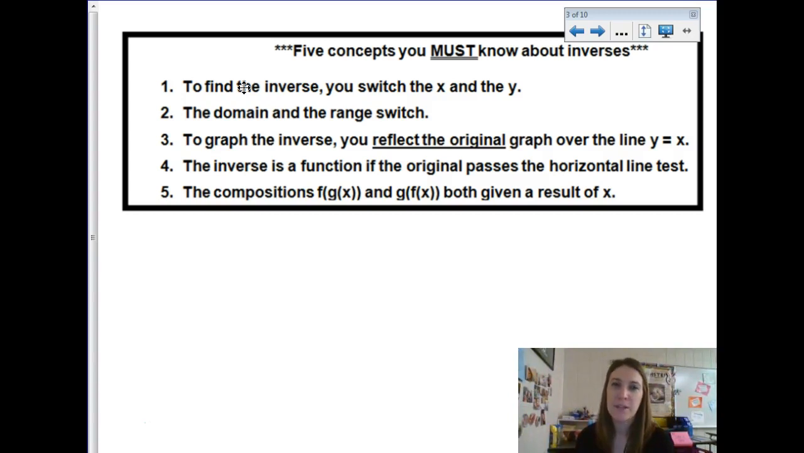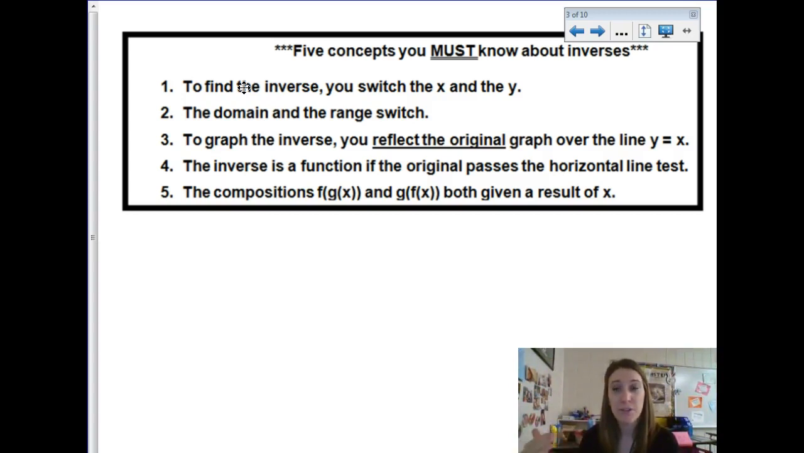And then the last one about the composition, basically they're saying that inverse functions undo the original function. That's the whole point of the inverse function, is to undo the work that the original function has done to x. So if you were to do what's called composition, f of g of x and g of f of x, you would result back with just an x.